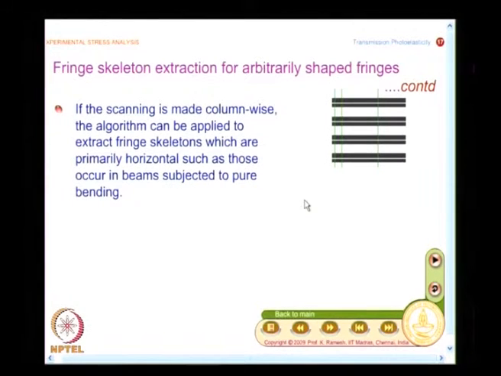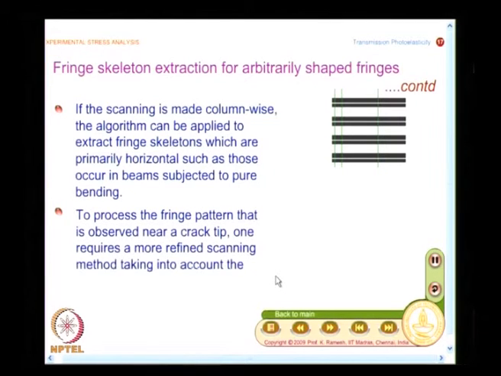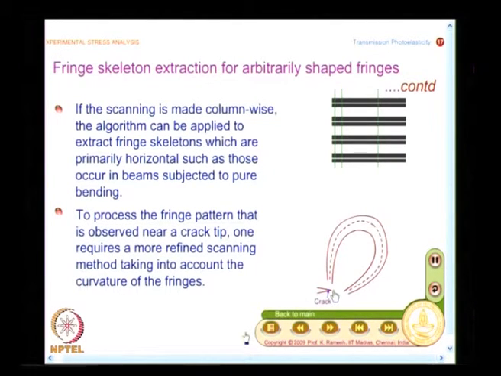And in one of the earlier classes, we have already seen in stress concentration, we compared the fringe pattern in the case of a plate with a hole, a plate with an elliptical hole, and a plate with a crack. If you look at the fringe pattern in the crack, it has a minimum fringe width as well as a maximum fringe width in one fringe order, and a typical shape is like this.